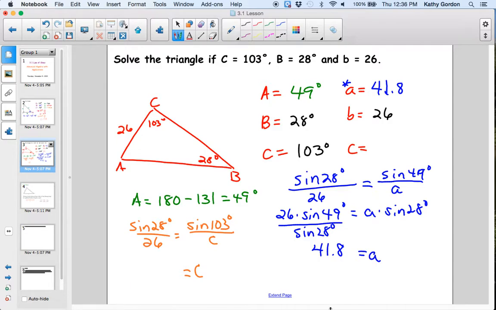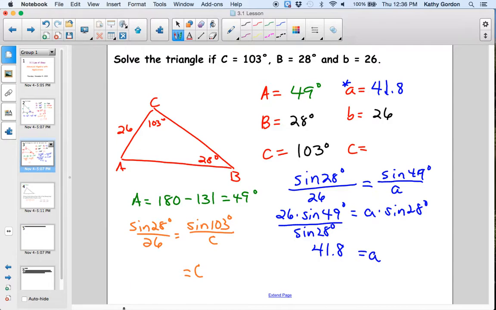54 point, because I went to 10th place there, so what would be my 10th place? 53.9? Yeah. What was after the 9? Was it really? Are you sure? I was thinking from the other class that it was a little bit different. 103 sine times 26 divided by 28 sine. I got 53.96199.